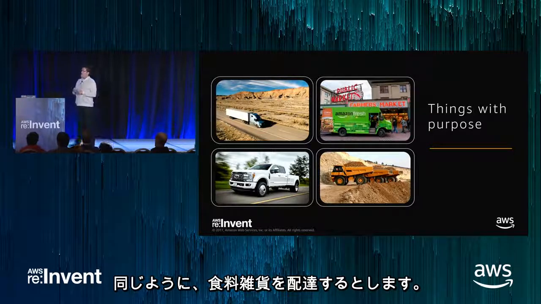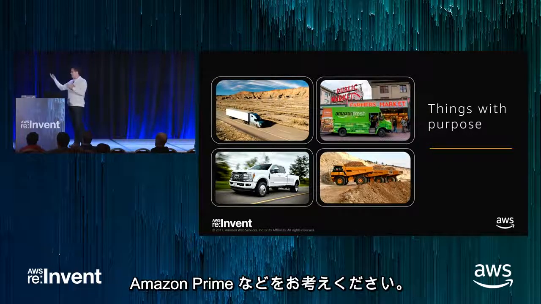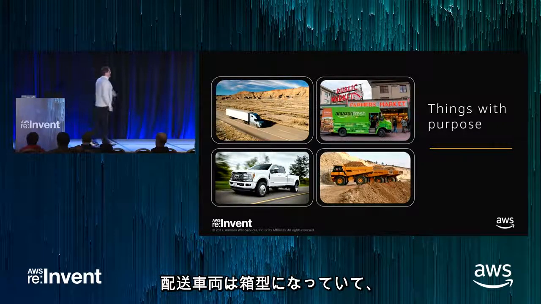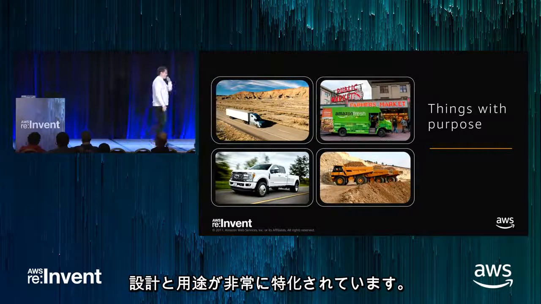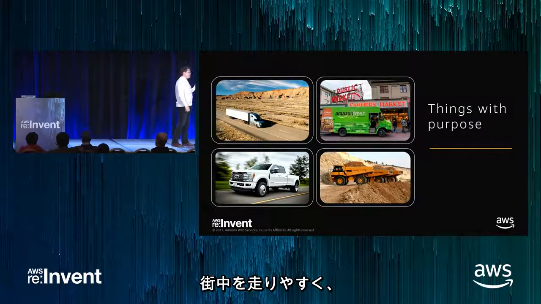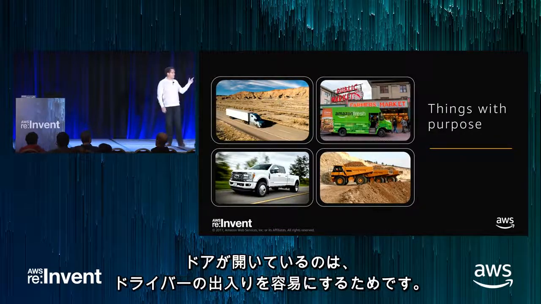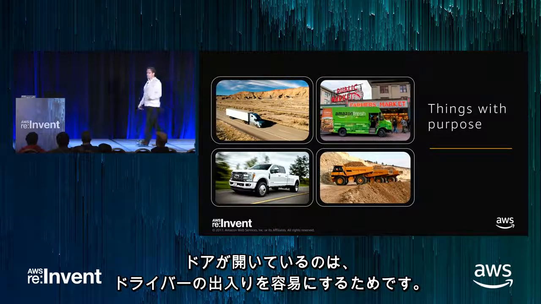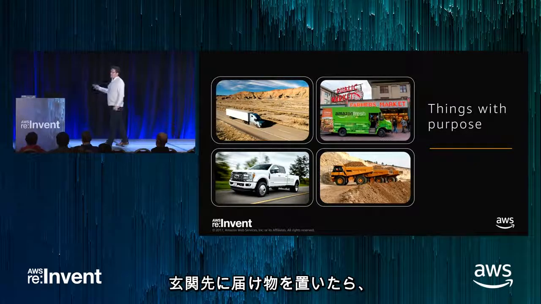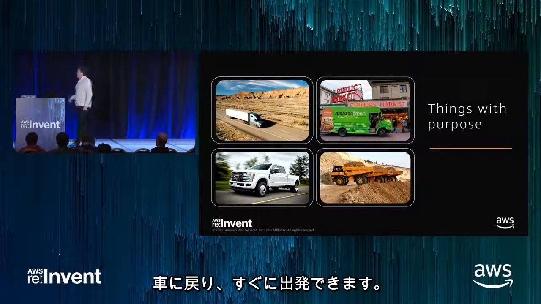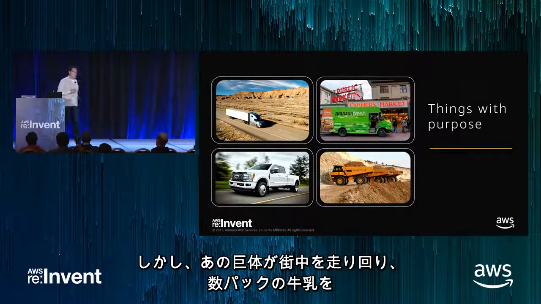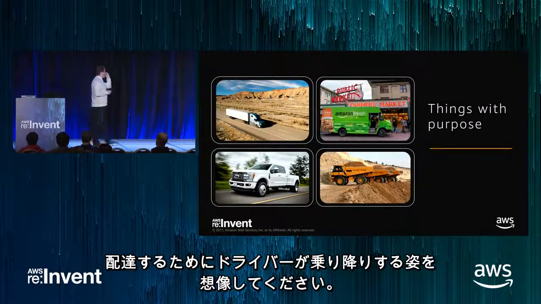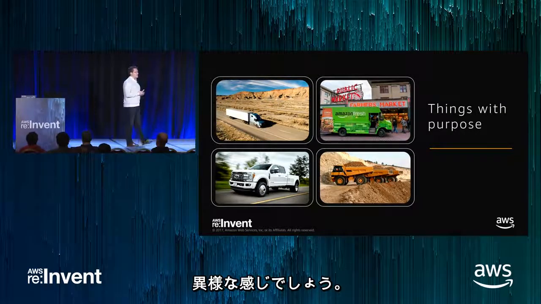Now, likewise, if I were going to deliver groceries, like in Amazon Prime, a delivery truck looks boxy, but that design and its purpose is very specialized. It's designed to go through city streets, make tight turns, be efficient. That door is open for a reason, so drivers can go in and out. Easy access to put something at a doorstep, get back in, and off they go. We could use an earth mover to deliver groceries, but imagine that thing wheeling through your neighborhood and the guy jumps out just to give you a gallon of milk. It's kind of ridiculous in that sense.